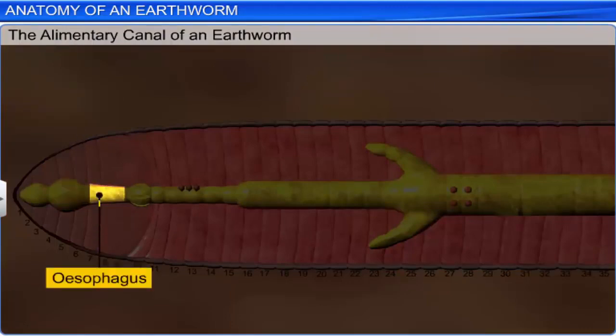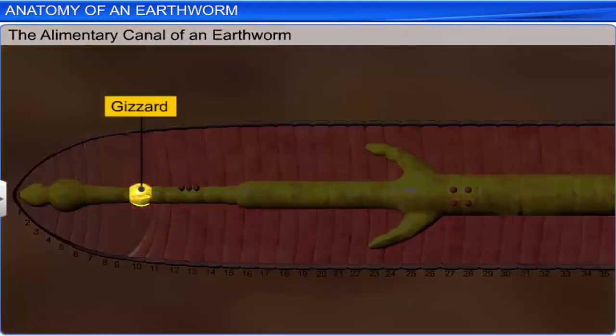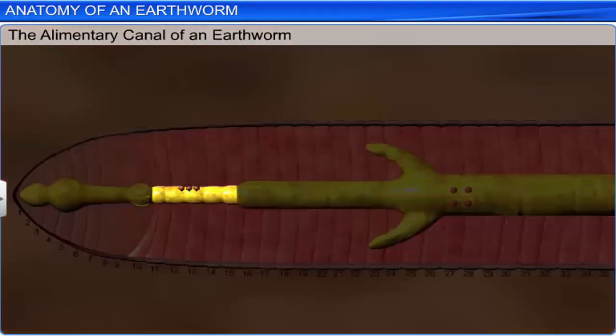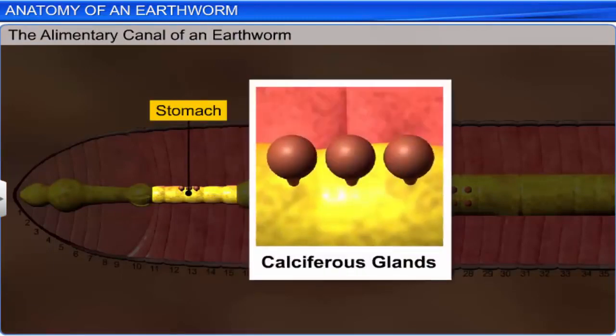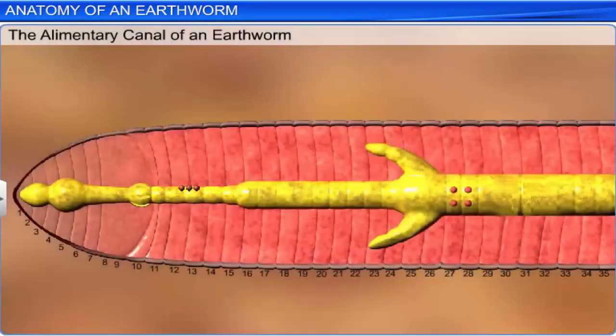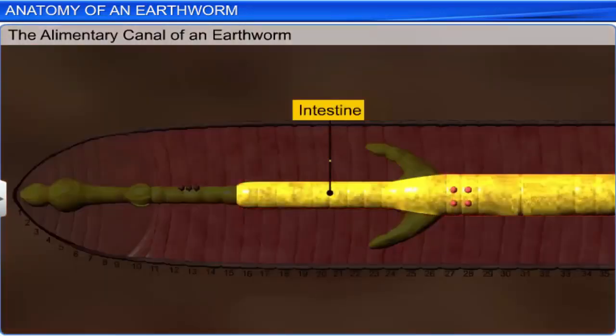segments. The gizzard, located in the 8th and 9th segments, helps grind soil particles and organic matter. This organic matter is mixed with soil and is digested in the stomach that lies between the 9th and 14th segments. The stomach also has calciferous glands, which neutralize the humic acid present in the partially decomposed organic matter. The stomach continues into a long intestine, which starts from the 15th segment and continues till the last segment.